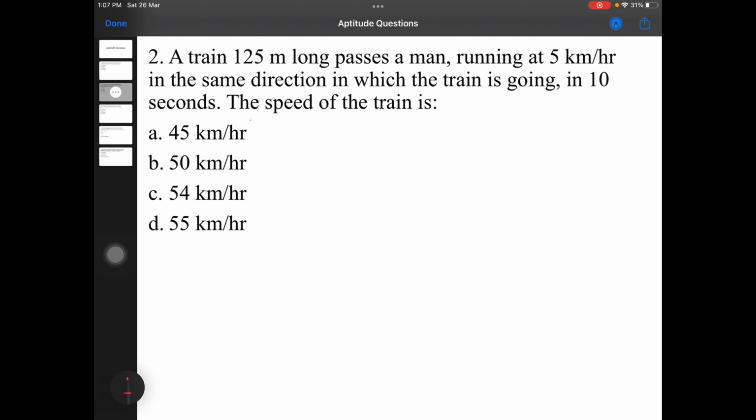Here in this question, we see the length of the train is given in meters and the time is given in seconds. Whereas the options given here are in kilometer per hour. So first we have to convert this meter per second into kilometer per hour. So how to convert this?